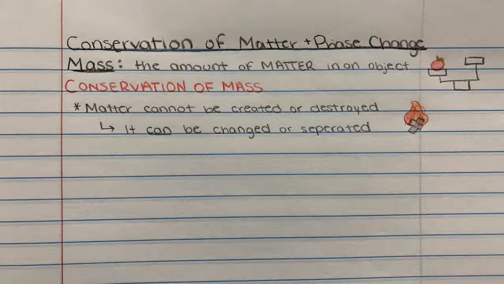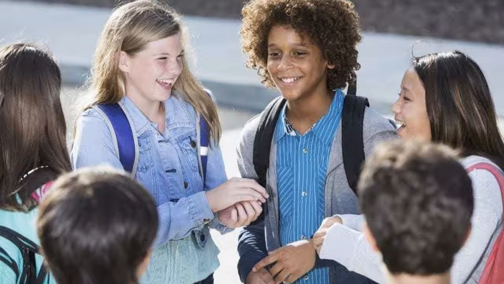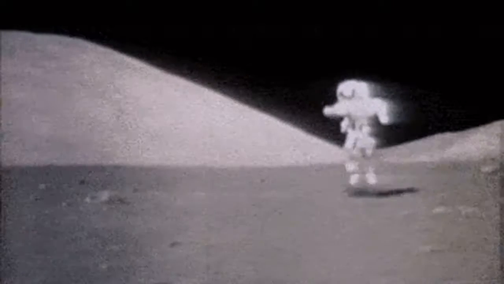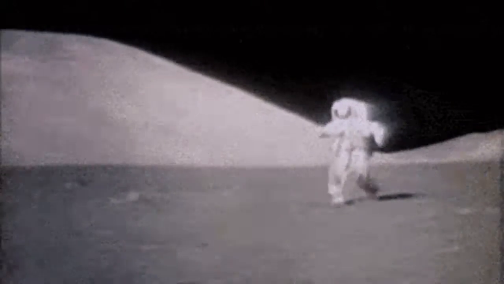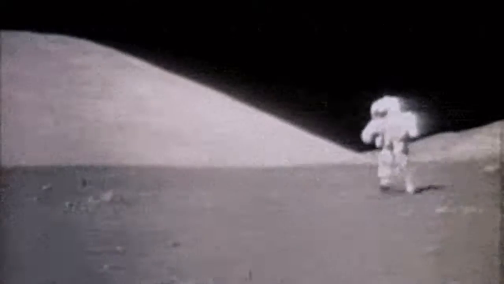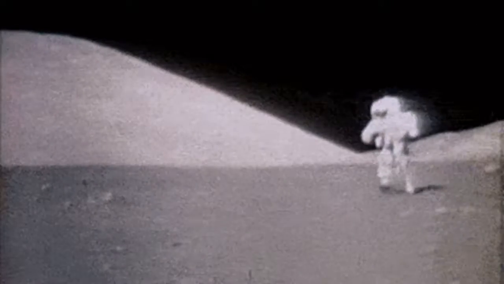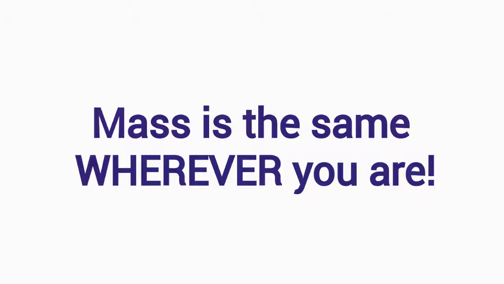For example, when you're hanging out with your friends on Earth, your mass is the same and your weight is the same. However, if you and your friends were to all go up to the moon, your mass would still be the same mass. There's still the same amount of stuff inside of you. Your weight would be a little different though, because it's the amount of force, the amount that gravity is pulling on you. And we know that there's less gravity on the moon. So mass is the same wherever you are.